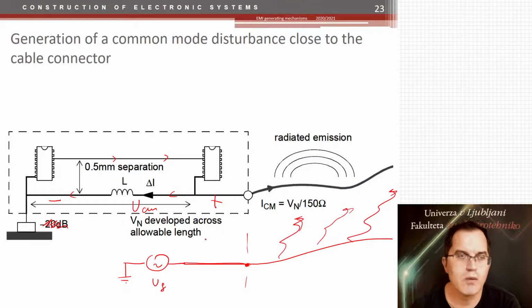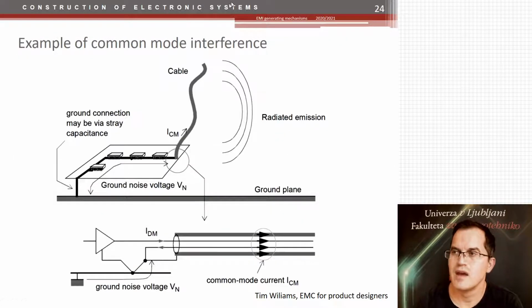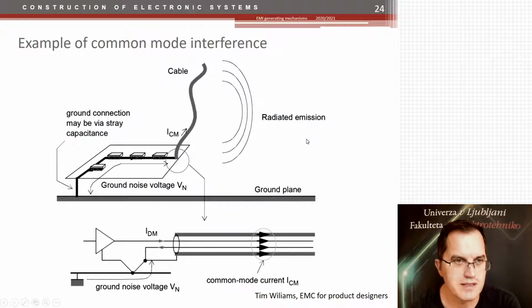So this is common mode noise. It is current generated. The current in the PCB generates common mode noise. And this then returns back to the source on the third path, not through the cable wires. Another example. How can you minimize it?